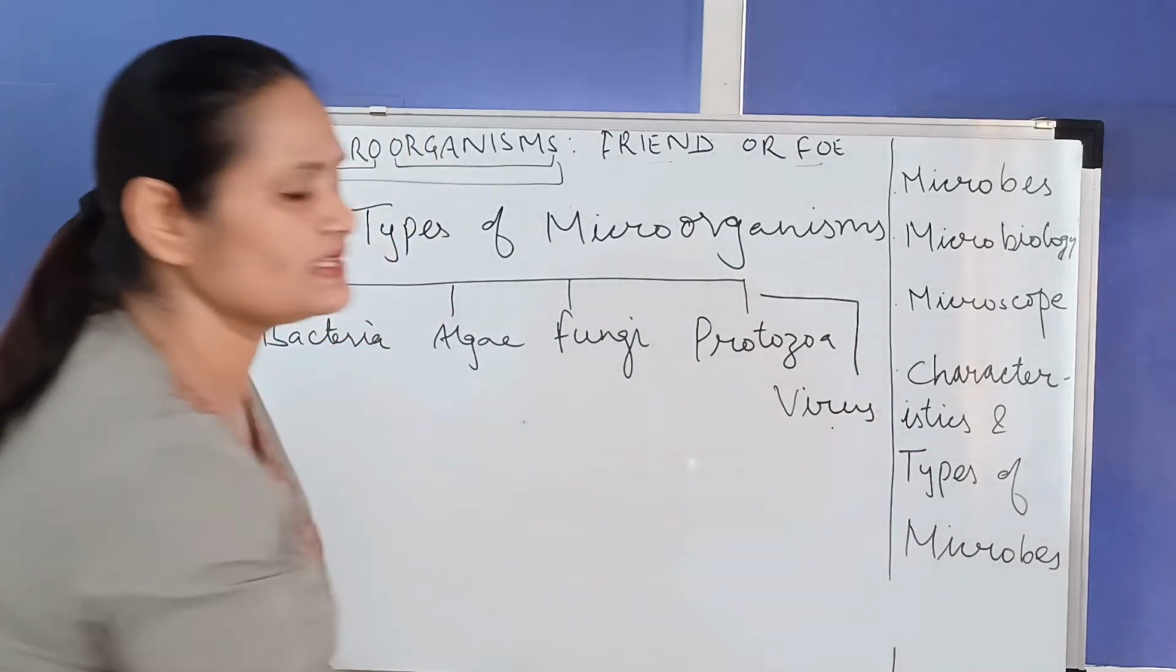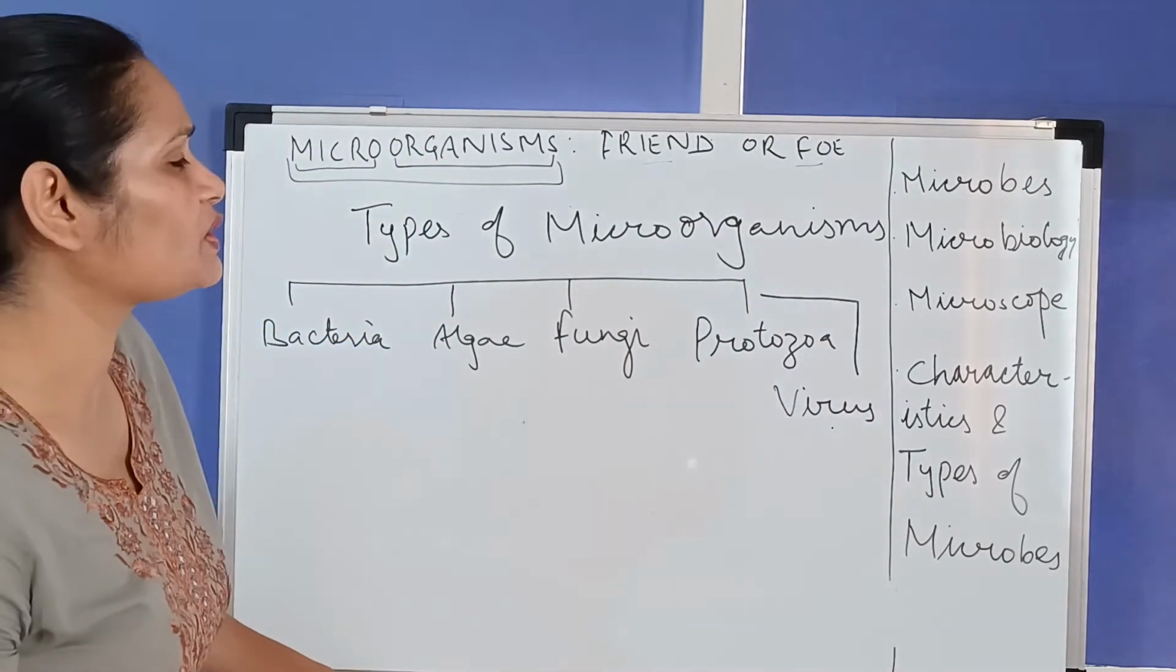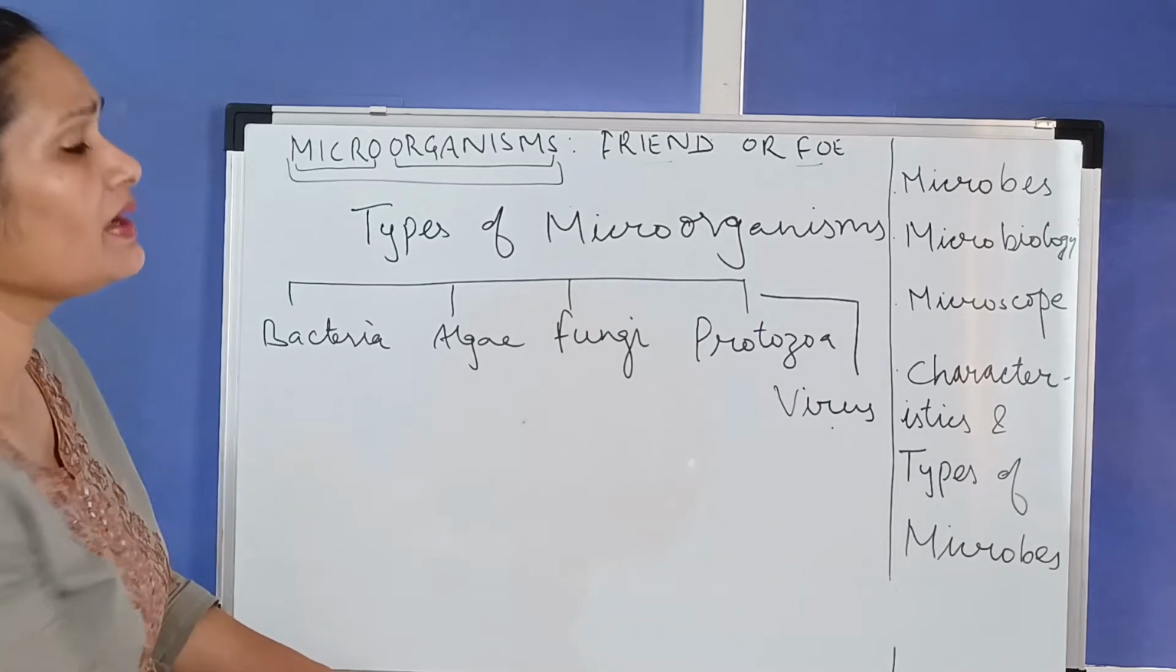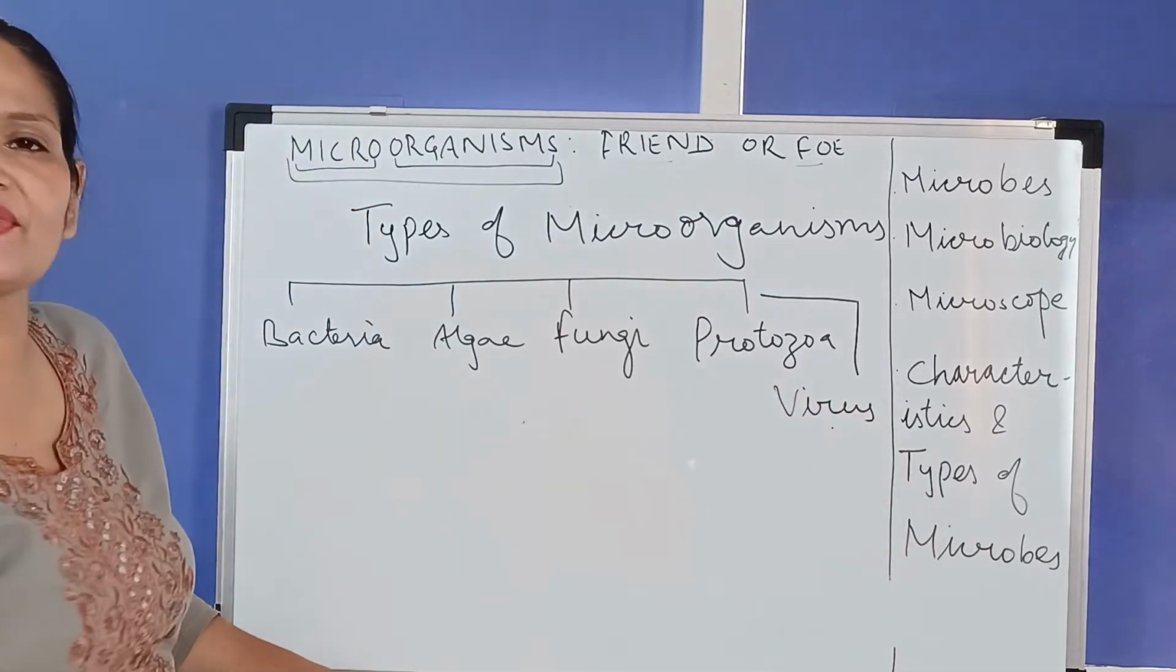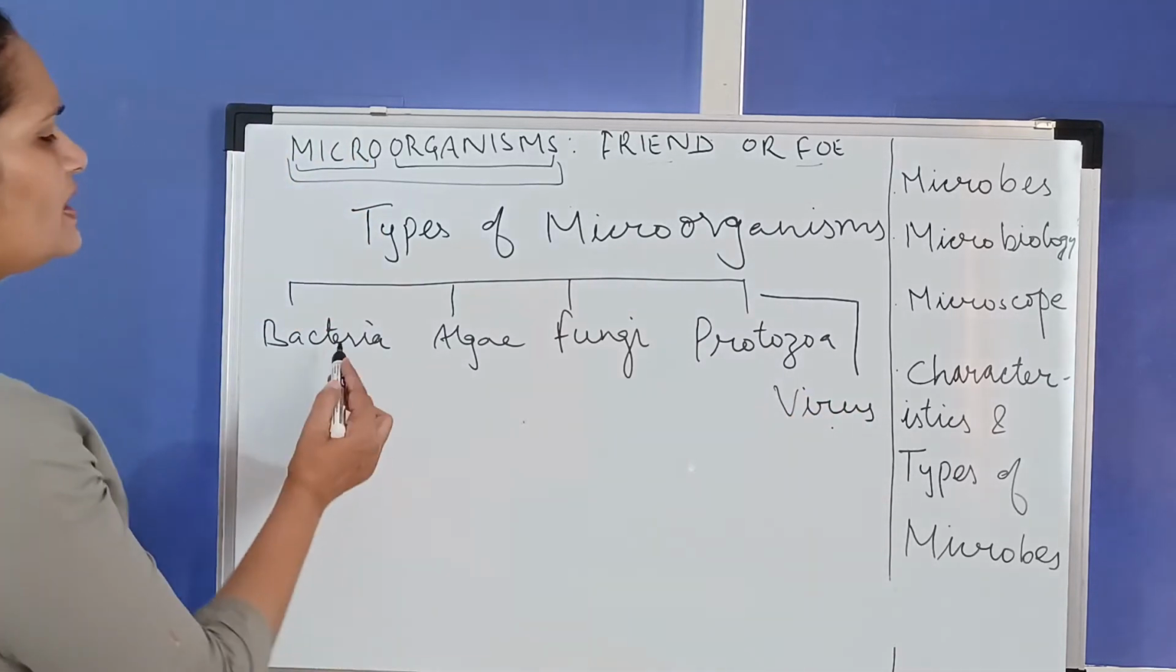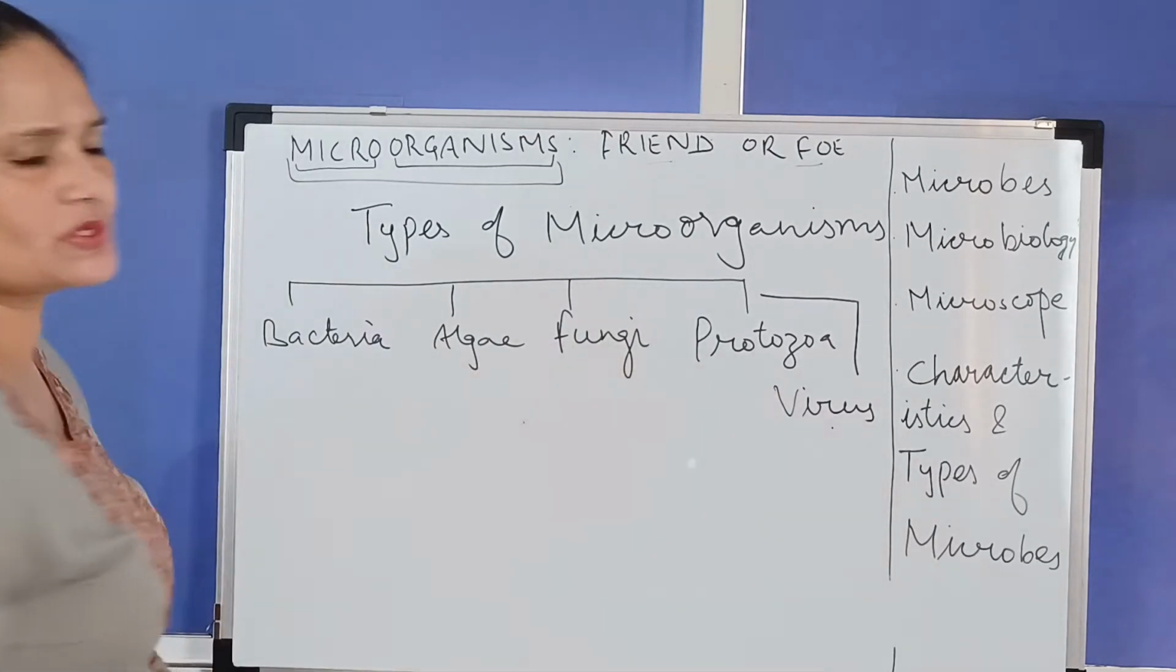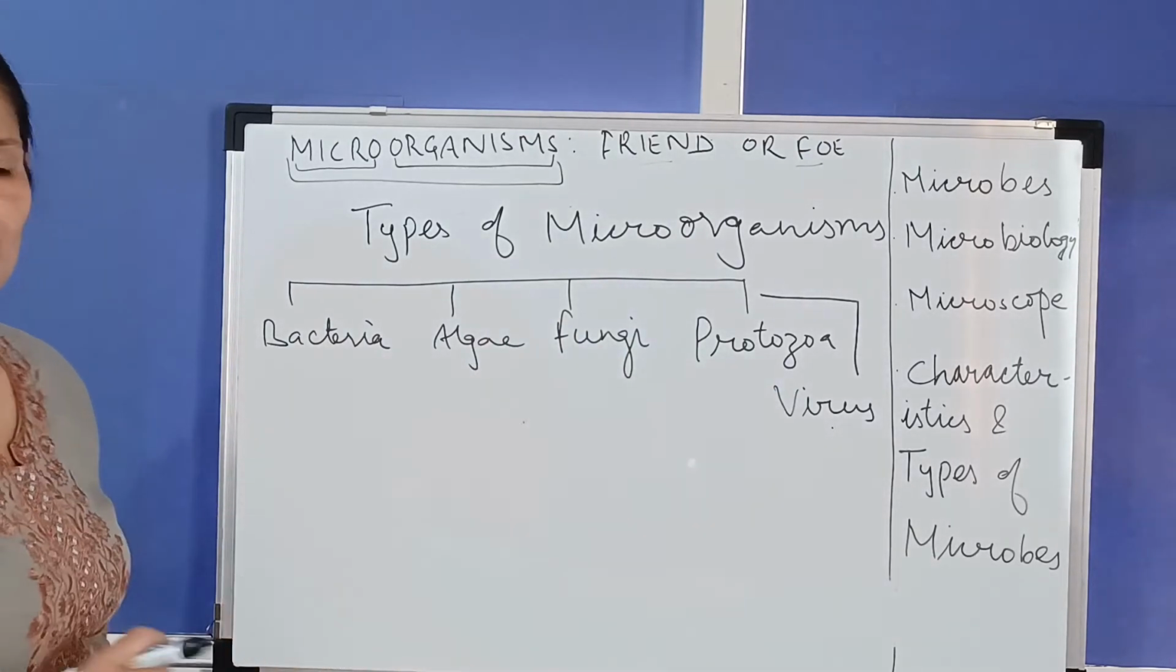However, the viruses require an electron microscope to be seen. Or to study the viruses, we require an electron microscope. However, bacteria, algae, fungi and protozoa can be seen using the light microscope.